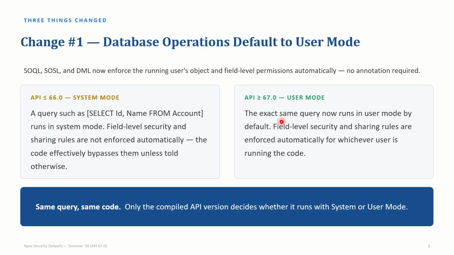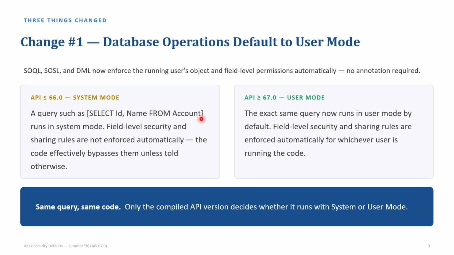Okay, now what has exactly changed in Winter '26 for API version 67? First is your database operations, meaning DML operations, insert, update, delete. They are now defaulted to user mode. Your SOQL queries and DML updates now enforce the running user's object and field level permissions automatically. So if you don't have access to a particular object or field and you're trying to read or update that field in the class, that's not going to happen now.